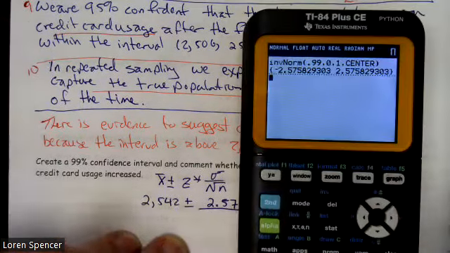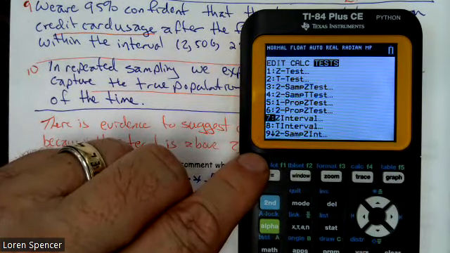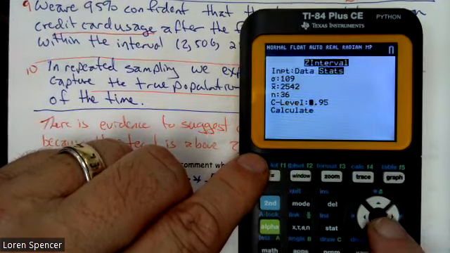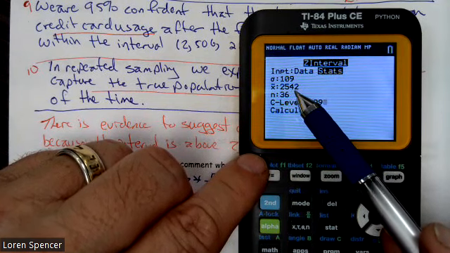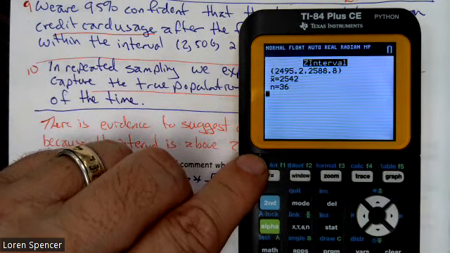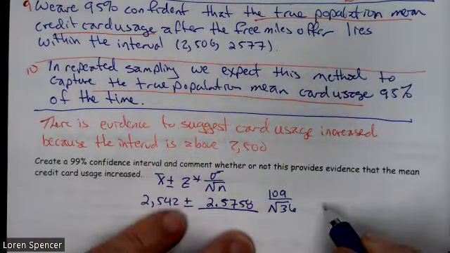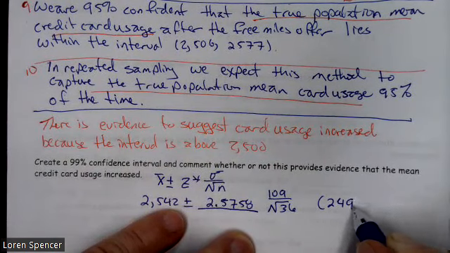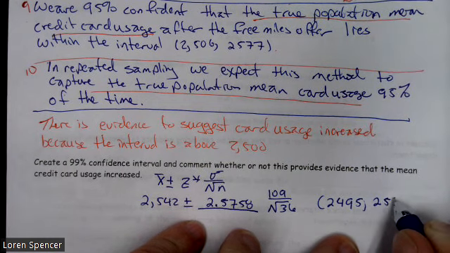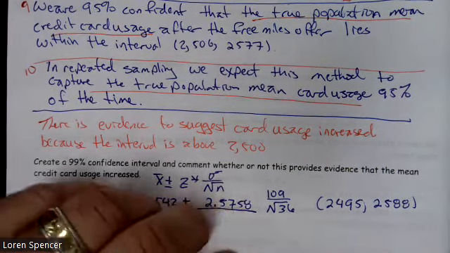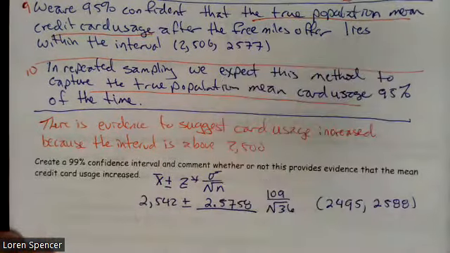So let's go ahead and run this thing. Stat test number 7, Z interval. I just need to change my confidence level because I have everything else in there. There's my standard deviation. There's my X bar. There's my sample size. And this time I have 2495 as my low value, and my upper bound is 2588. Well, that's interesting because now I know that 2500 lies within this interval.